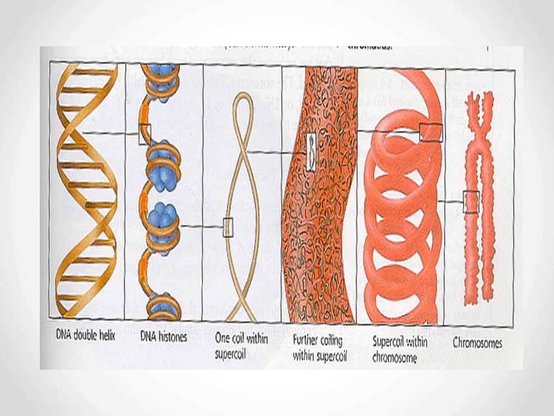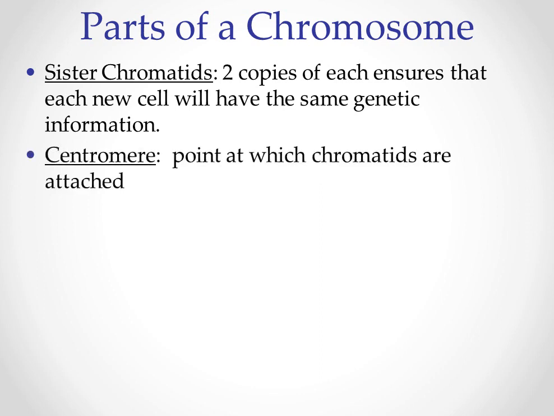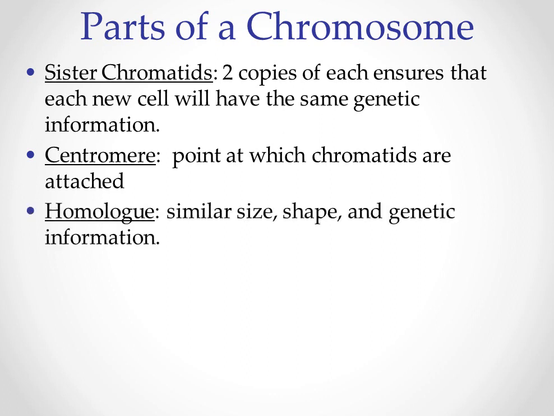So again, you've got your double helix. They're going to wrap around a protein called histones. That wraps into itself, called a supercoil, and even more into a supercoil, which then eventually condenses into a chromosome.